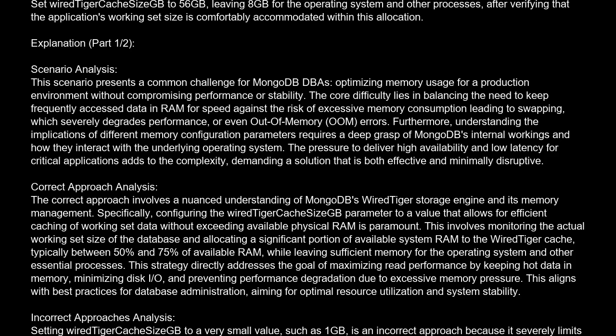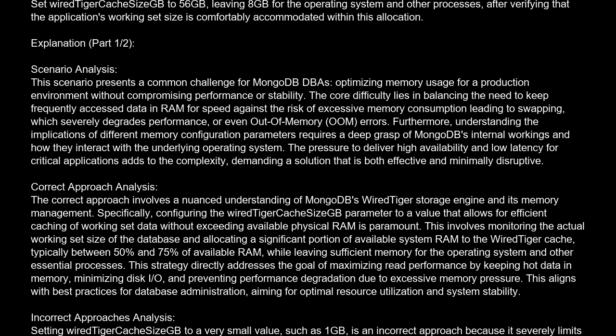Furthermore, understanding the implications of different memory configuration parameters requires a deep grasp of MongoDB's internal workings and how they interact with the underlying operating system. The pressure to deliver high availability and low latency for critical applications adds to the complexity, demanding a solution that is both effective and minimally disruptive.